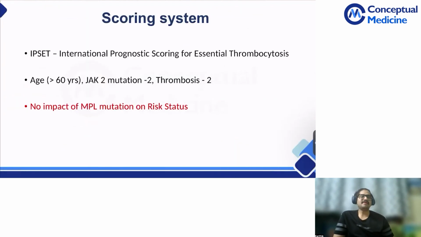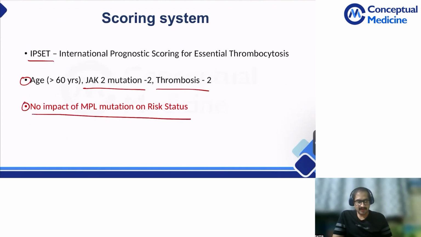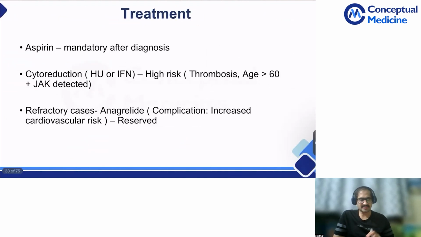So we have a scoring system for essential thrombocytosis. Like I mentioned in PV, low risk and high risk. Here in ET, we have a scoring system called IPSET, International Prognostic Scoring for ET. There again: age more than 60 years, presence of JAK2 mutation, presence of thrombosis. There, age, thrombosis, WBC count. Here, age, thrombosis and JAK2 mutation. There is no impact of CALR or MPL mutation on the risk status in essential thrombocytosis. Please remember this.